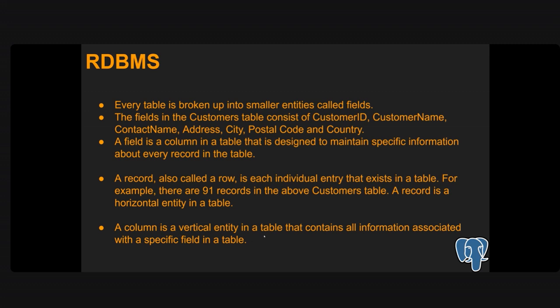A column is a vertical entity in a table that contains all information for a specific field in a table. It means your column names and labels.